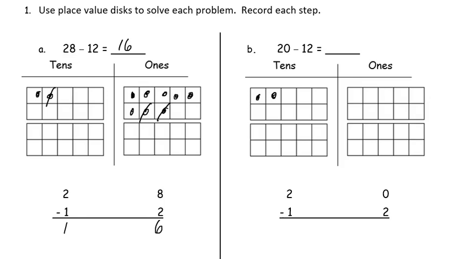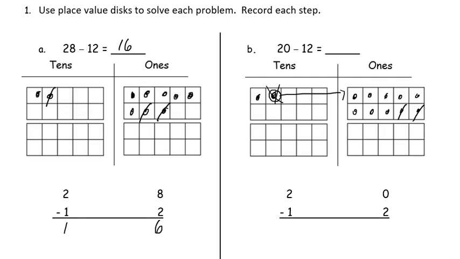I need to subtract 12, which is 1 10 and 2 1s. In my place value chart, I don't have any 1s to subtract, so I need to get some. What I'm going to do is take one of my 10s, and I'm going to decompose it into 10 1s, since 10 1s would be the same thing as 1 10. So I move that 10 over and created 10 1s. Now I can subtract. I need to take 2 1s away, so I'll just cross off 2 of the 1s.